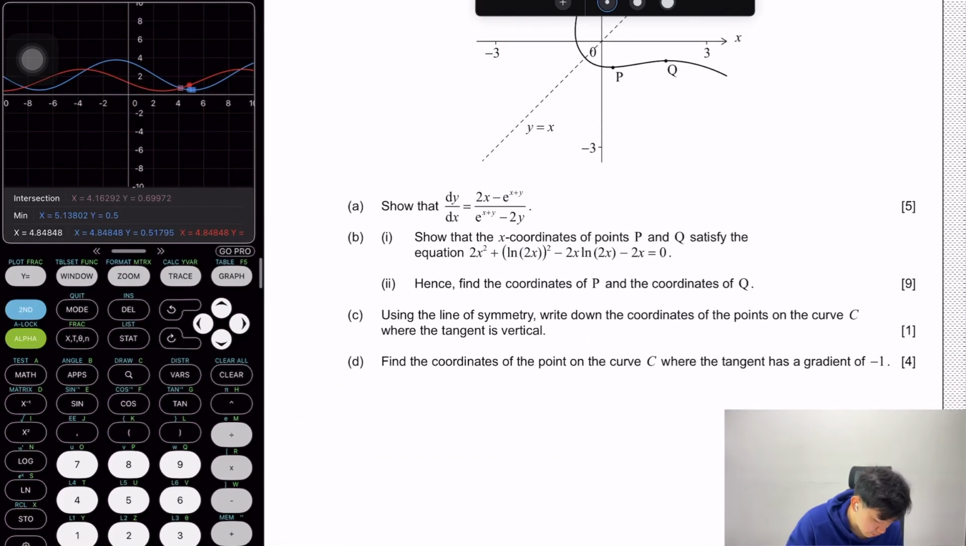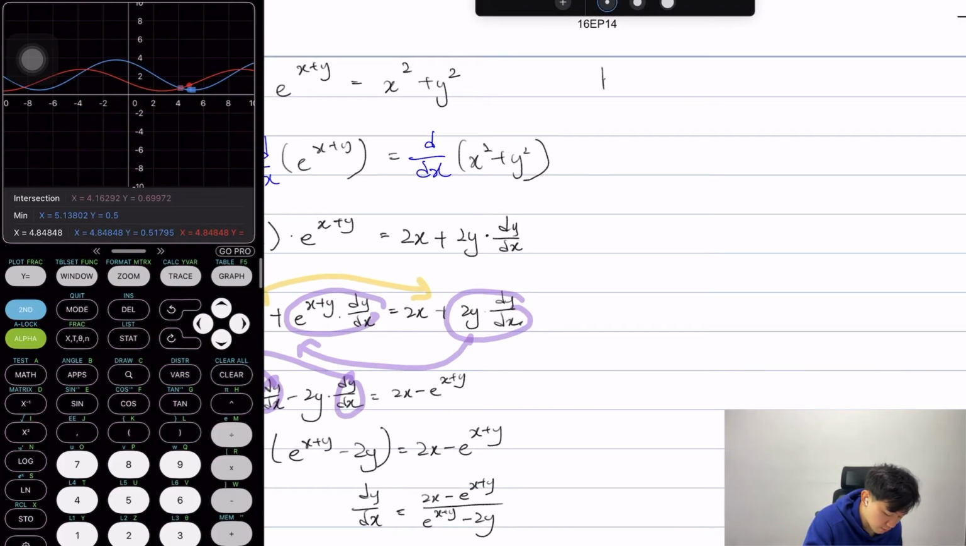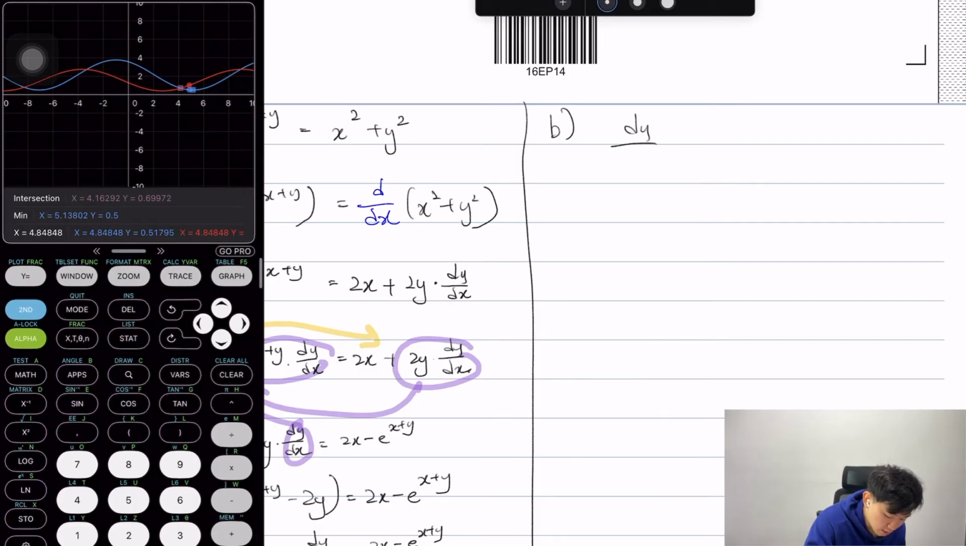All right, part B. So the x and y equation should satisfy this one. How can we make it satisfy? We can basically see that these are two flat points, which means stationary points, which means dy/dx equals 0. So we're going to write it like this. So part B, okay, that's part A. We're going to make dy/dx equal to 0.